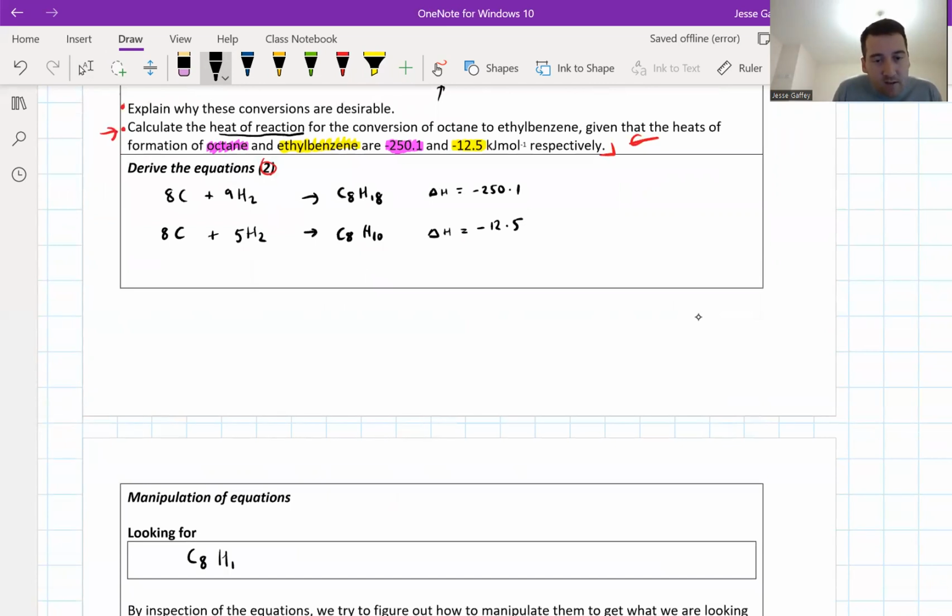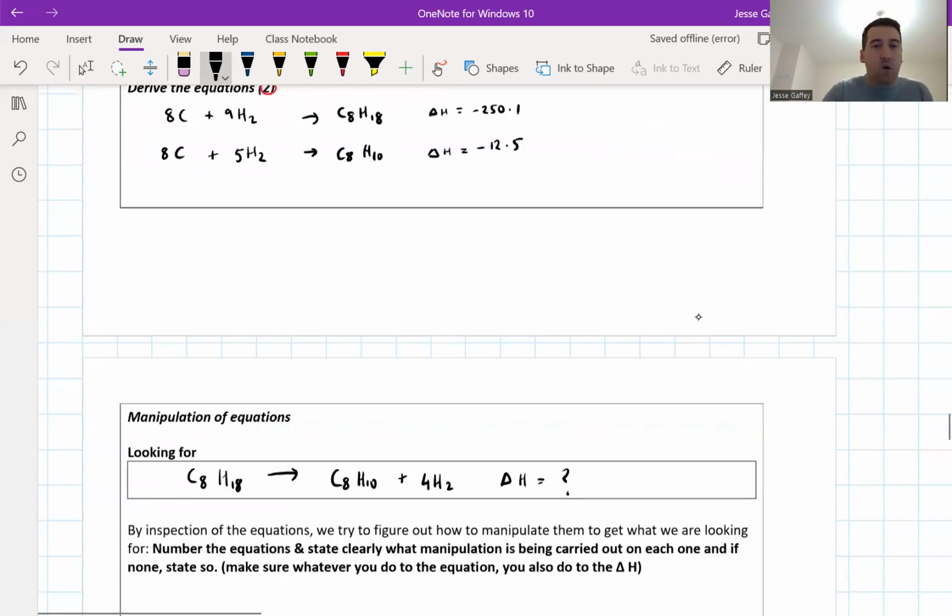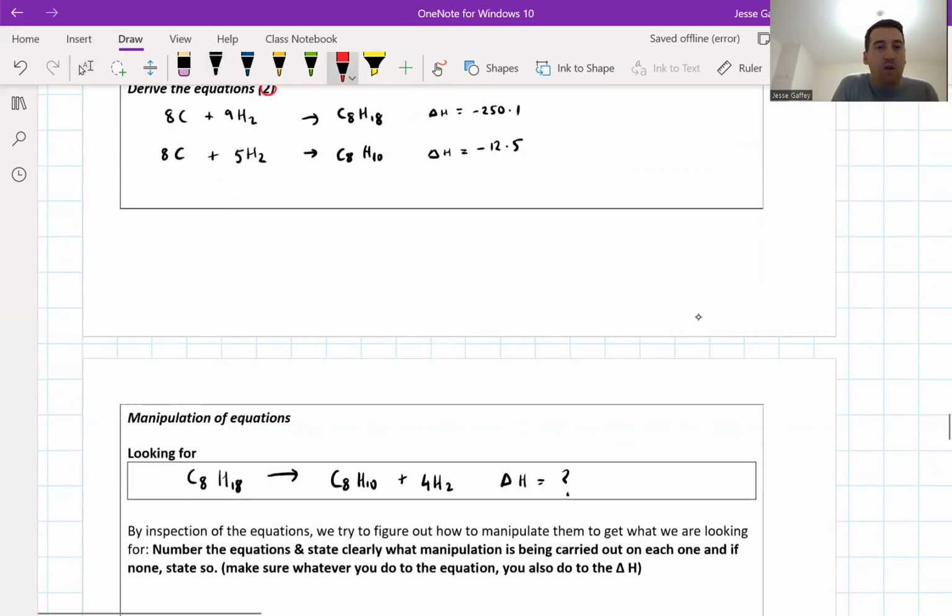All right, so obviously we've got C8H18, and it's splitting into C8H10 plus 4 H2s, is it? Yeah, 4 H2s. And the delta H for this is our question mark. So putting a box around that, that's the big important information. We've got two smaller steps, or two smaller equations, that we can consider and get information from. And what we want to do is manipulate them to get them to add up to the big equation here.